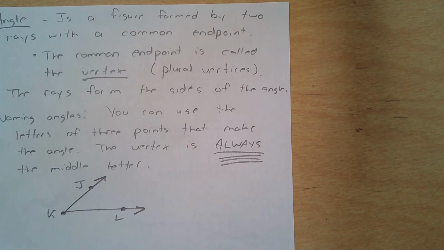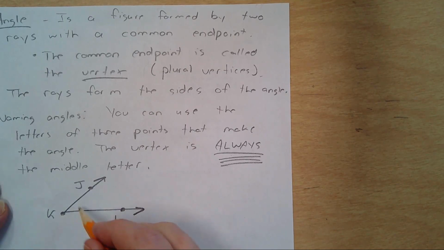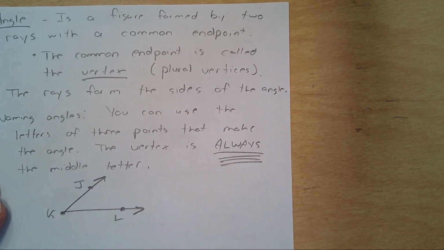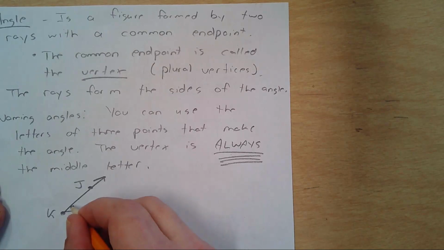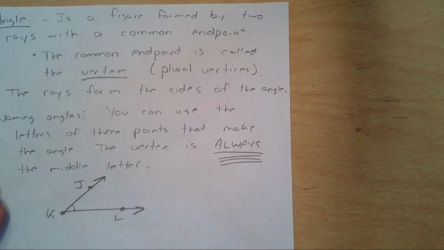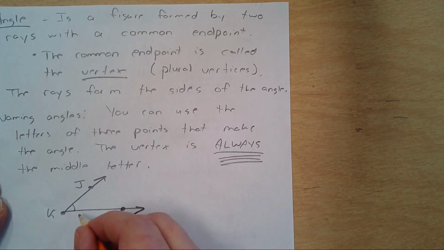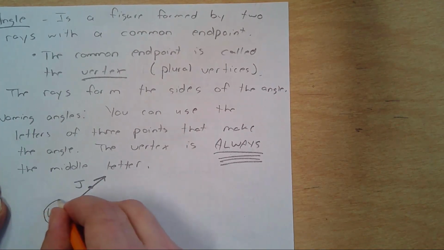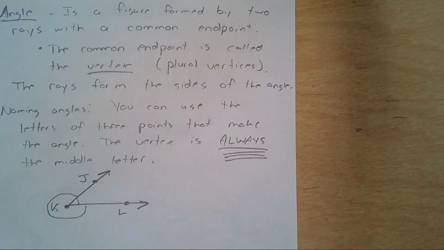Now, this matters more later on because there's actually two different angles in here. You can clearly see this angle right here, right? This angle. But there's actually another angle in here too. Did you know that? There's two angles here. Anybody know where the other angle is? Right. This is also an angle. So there's two angles here. There are two angles.